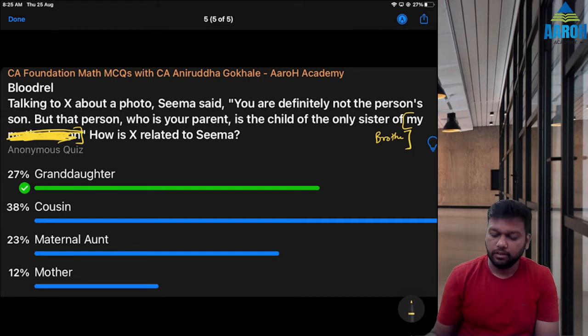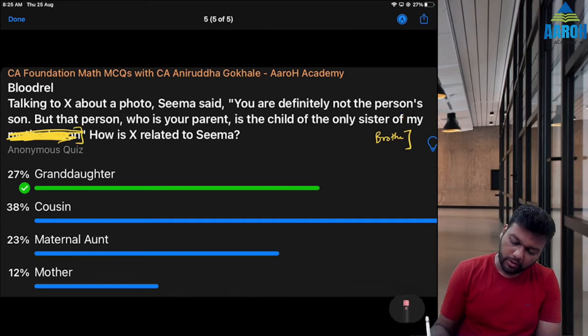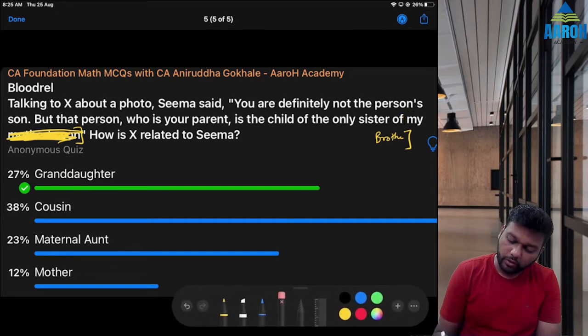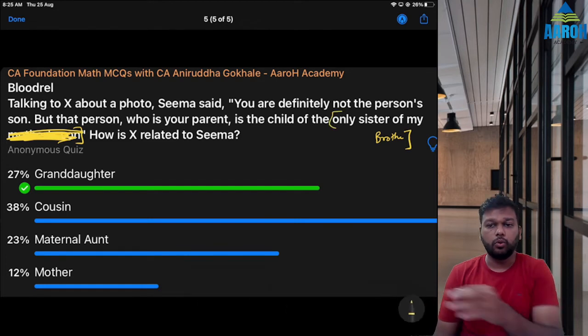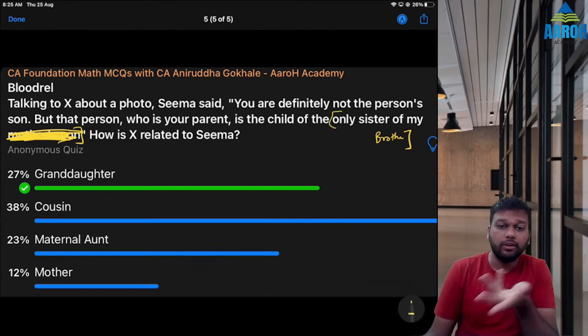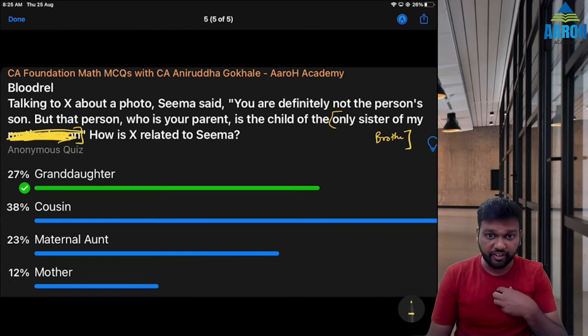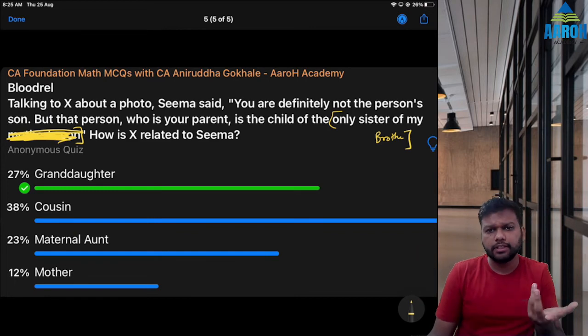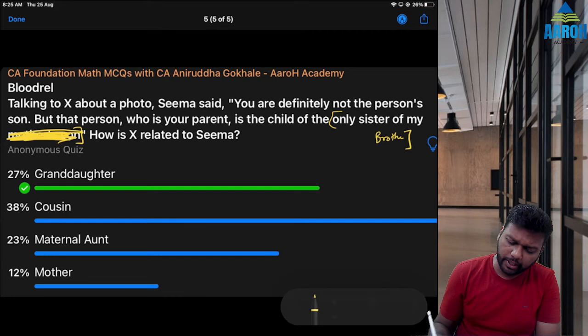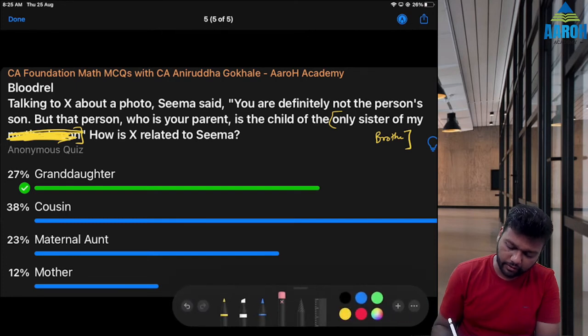Okay. Now she is saying, if we extend the bracket, only sister of my brother. Now only sister of my brother is me, right? Only sister of my brother is me. If I am female, then my brother's only sister is me. So only sister of my brother, instead of that, let's write me. Okay.